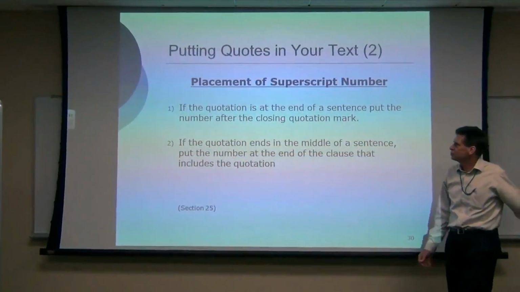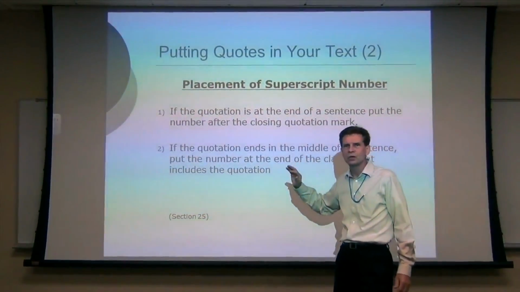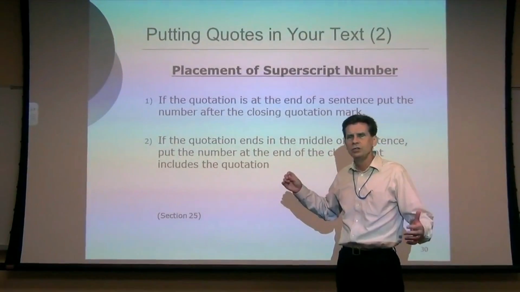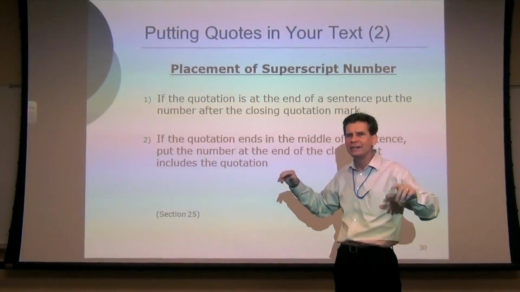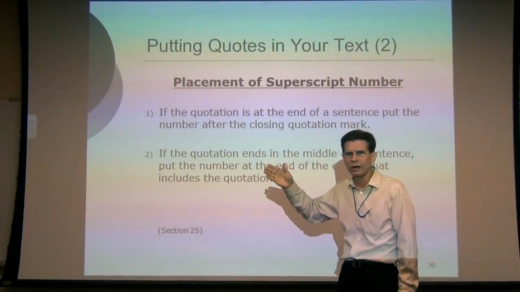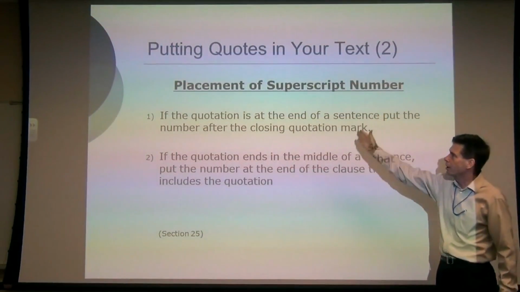Putting quotes in your text, just remember that the number is always at the end. So if you're doing a paraphrase, you want to come to the end of the idea and then go ahead and put in your number, whatever number it is that you are on your citation.